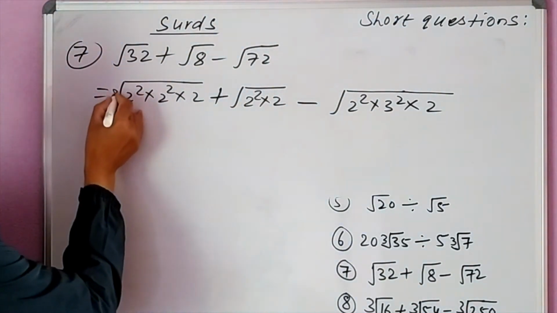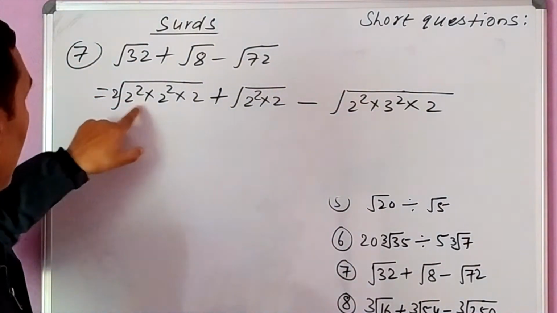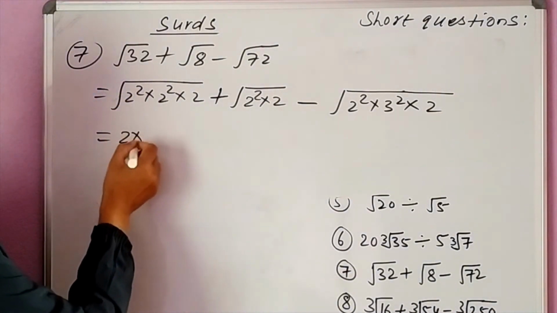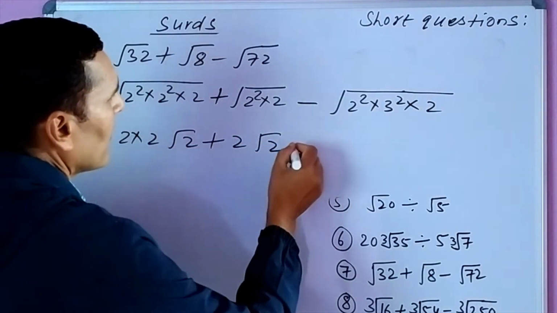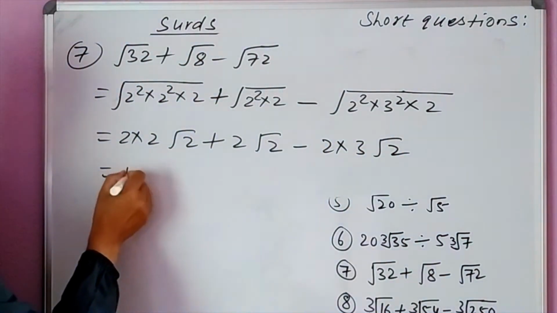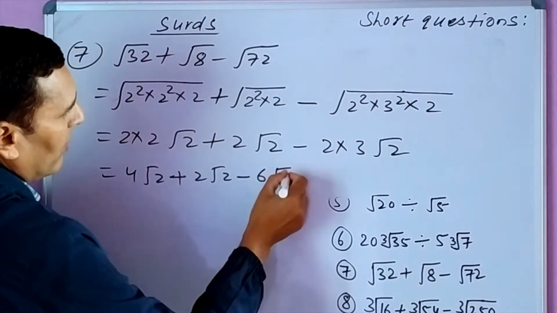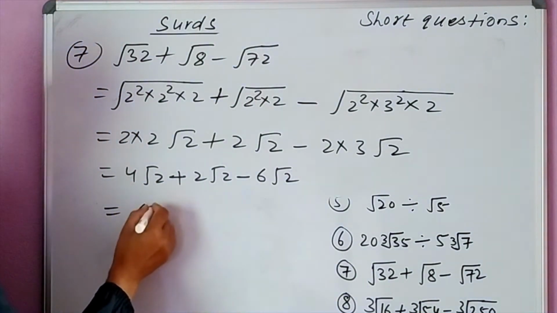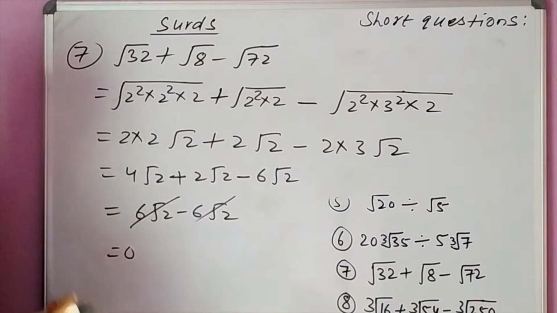The order of this root is 2. So when the order and the power of the radicand are the same, the base comes out. This is 2 into 2 into root 2. It is 2 into root 2. It is 2 into 3 times root 2. It is 4 root 2 plus 2 root 2 minus 6 root 2. Now look at 4 plus 2, that is 6 root 2 minus 6 root 2. The same values cancel. So it gives the answer 0.